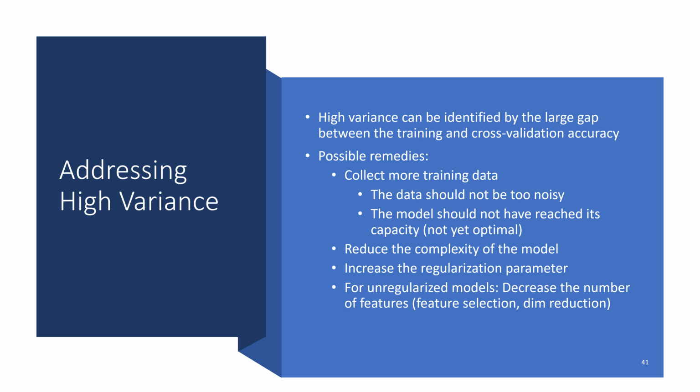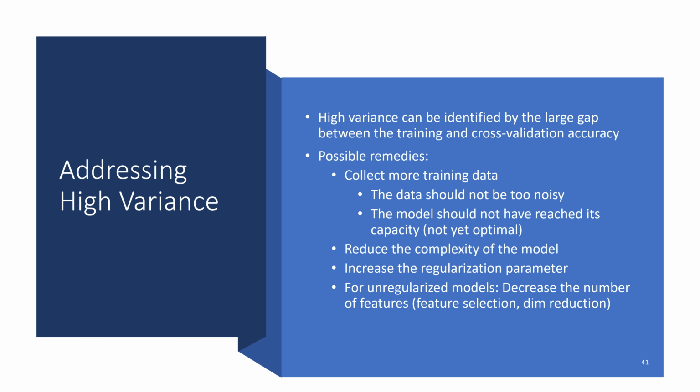What about addressing high variance? High variance can be identified by the large gap between the training and cross-validation accuracy. The possible remedies include collecting more training data. The data should not be too noisy. The model should not have reached its capacity yet, so it should not be optimal yet. Because if it's already optimal, there's not much you can do even with more data. And if the data is too noisy, that also would not help.